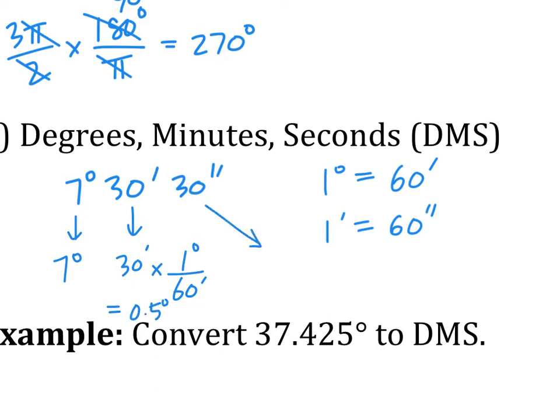Okay. Now convert 30 seconds. We need to go all the way to degrees. But first, we have to get to minutes. How many seconds is in 1 minute? Yes, 60. So then I need to multiply by what?